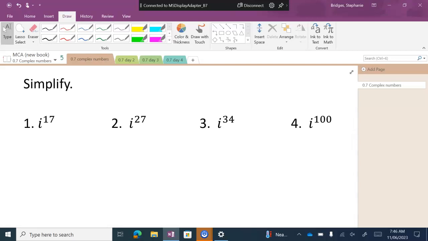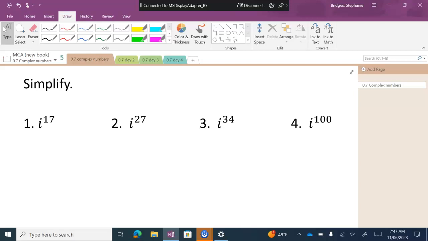I'm going to show you how we think through it, and then after we do that, I'm going to give you a little bit of a shortcut on how to simplify these. Okay, so if my pattern repeats after every 4, we could basically just count, right? So if we're going to find i to the 17th, I'm going to use these 4.